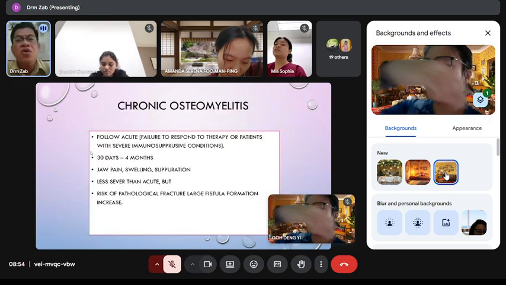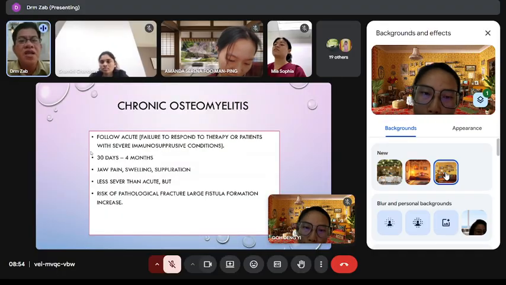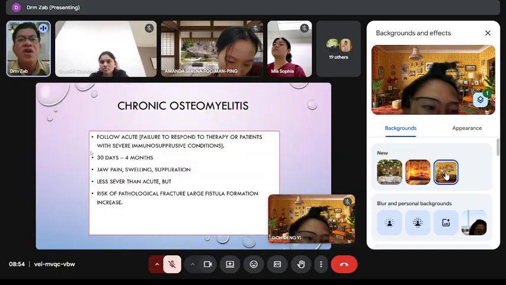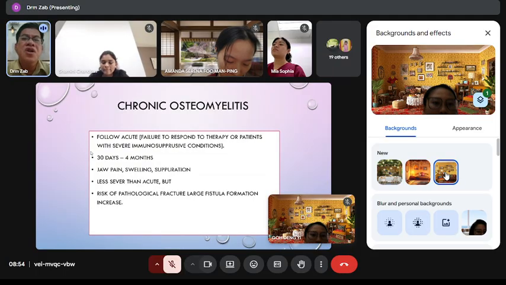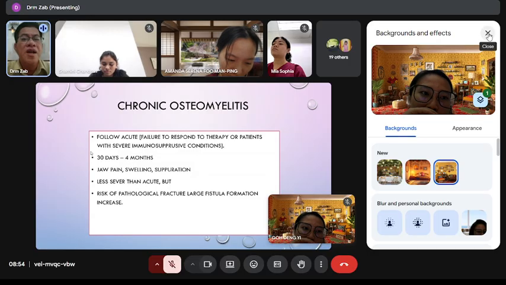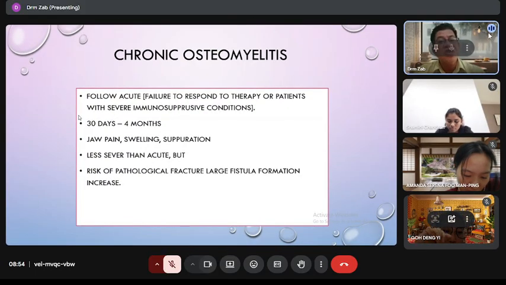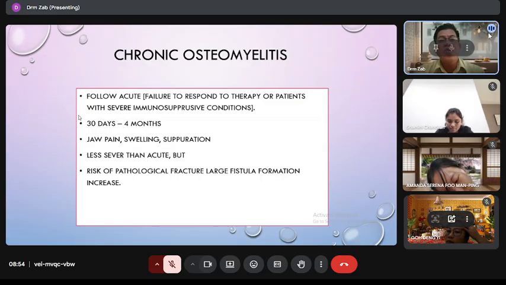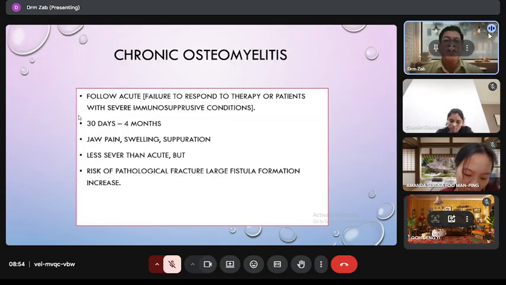So if this acute osteomyelitis is not being treated accordingly, it will lead to the formation of what we call chronic osteomyelitis. So chronic osteomyelitis usually develop after 30 days. It can go 30 days to 4 months. So in this situation, yes, the jaw will still feel pain, and then there will be swelling, there will be a lot of suppuration. Okay, it's less severe than acute. So the pain is less severe than acute osteomyelitis. For chronic osteomyelitis, there is a very high chances for pathological fracture, and there will be large fistula formation.